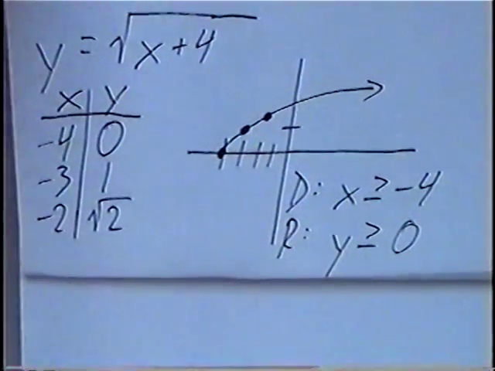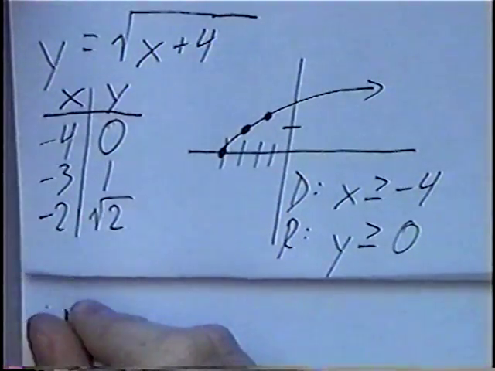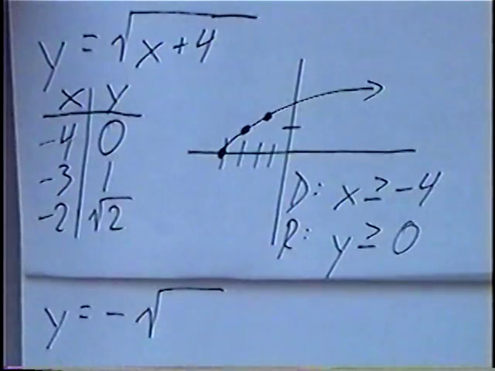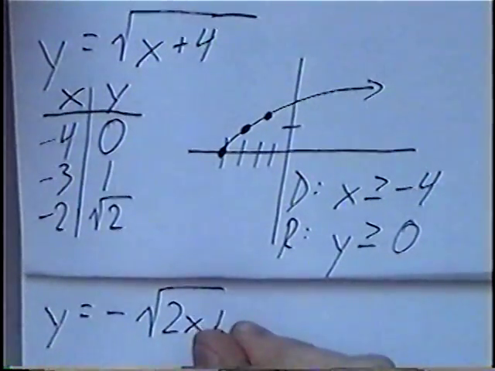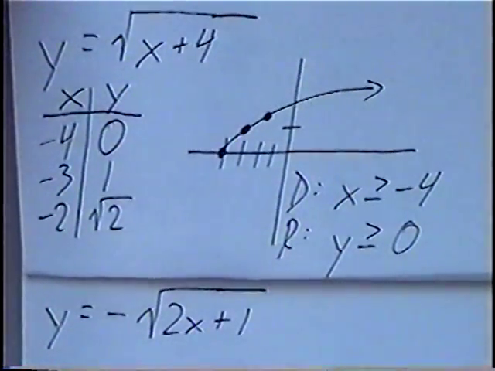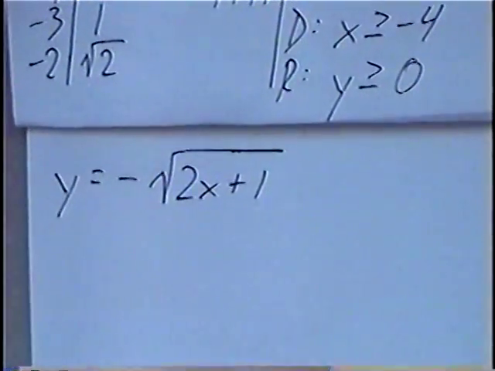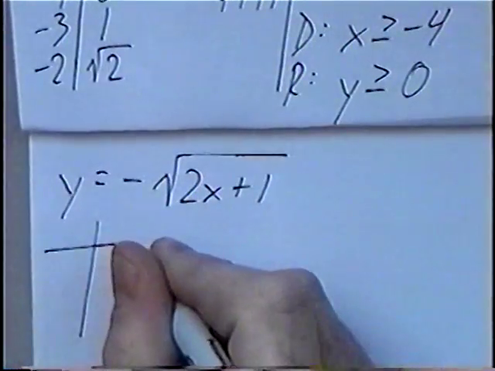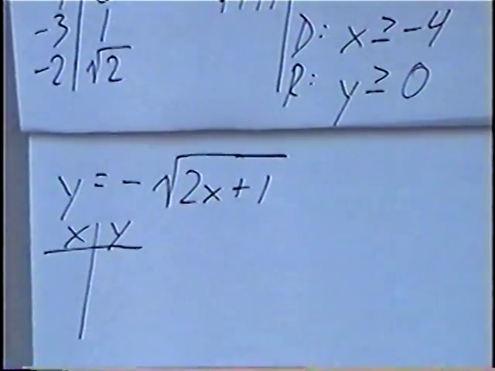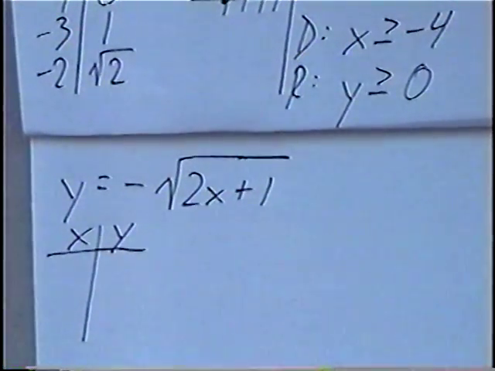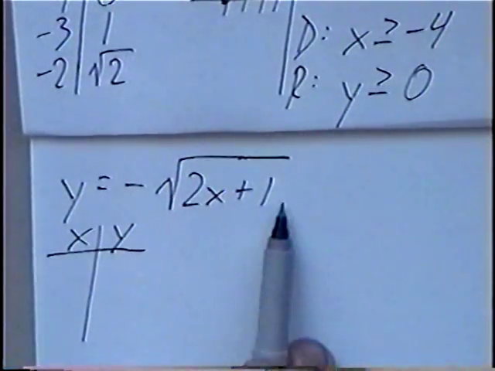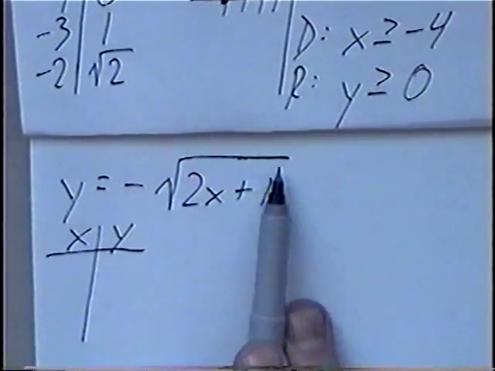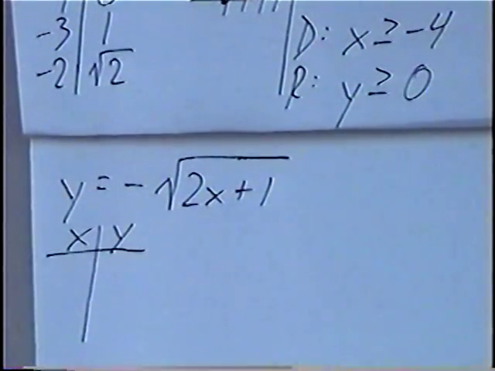And the last function graph for this section is y equals negative square root of 2x plus 1. Again, graphing this, we can use a t-table to determine which number to start at. We can look at the function inside the square root, which is 2x plus 1, and we want to find out where 2x plus 1 would be equal to 0.